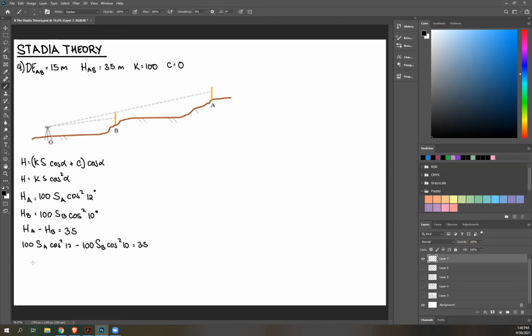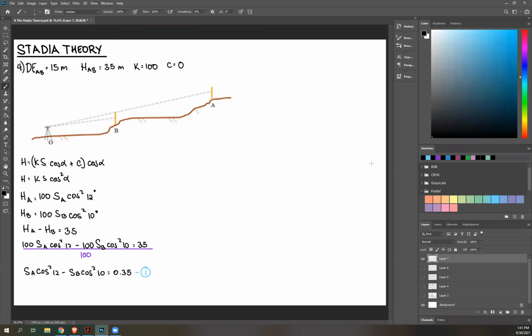Let's simplify. You can use this on your own, or I'd like to simplify this further. I'm just going to divide everything by 100. Okay. So this will become SA cosine squared 12 minus SB cosine squared 10 equals 35 over 100. That's 0.35. Now, there's nothing to solve for this equation. That's two unknowns, okay? So that's fine. I can just leave that as is and use it later. So I'll just call that equation 1 for now.